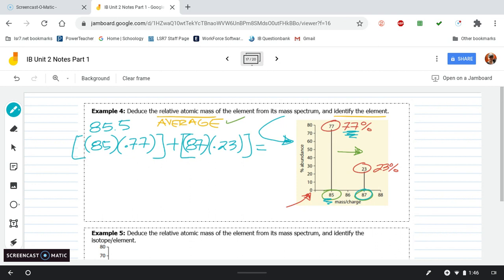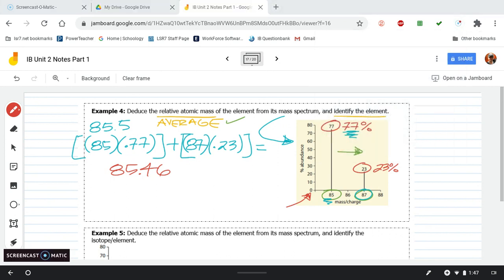Let's do this in our calculator. 85 times 0.77, hit enter, and then add that to, in parentheses, 87 times 0.23, and run it through. I got 85.46. Now I have to figure out what element this is. I don't have my periodic table, so let me pull that up real quick.